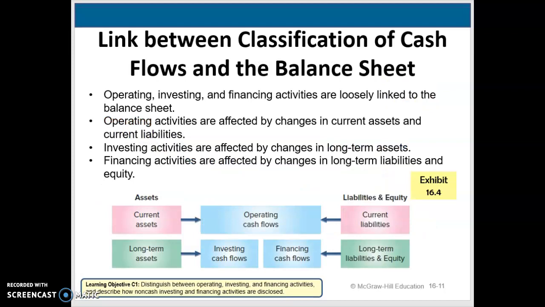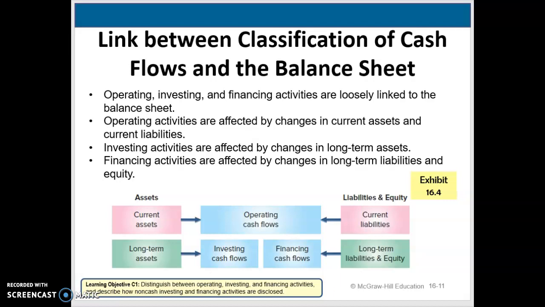All right, so as we can see here, there is a link between the statement of cash flows and the balance sheet. And we're going to have a couple of slides also that are going to help us with some of our calculations later on. So when we look at the operating, investing, and financing sections really closely, we see that they are linked to different parts of the balance sheet. Our operating activities are affected by changes in current assets and current liabilities, and therefore the income statement. Investing activities are affected by changes in long-term assets, and our financing activities are affected by changes in long-term liabilities and equity. There's an exhibit 16-4, which is this, in your book that you can refer back to as you need to.